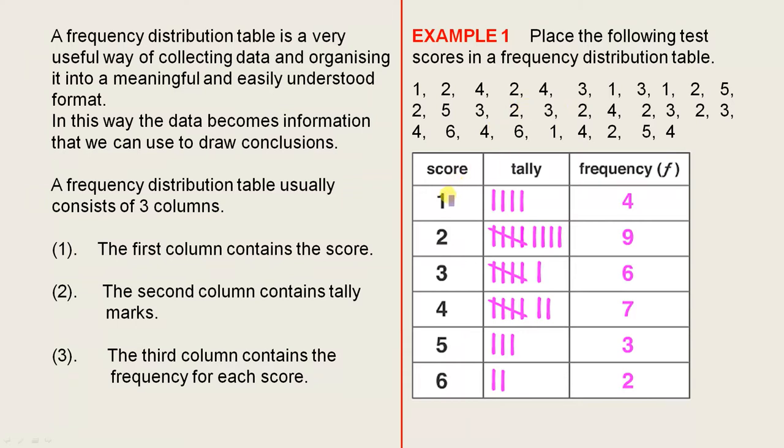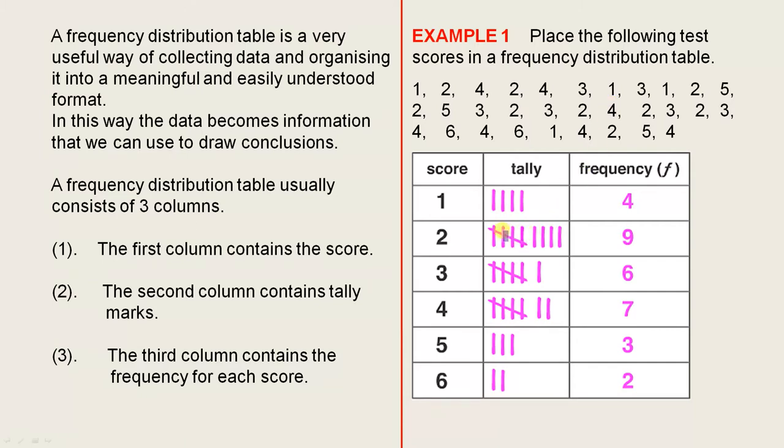So you go to the first score and you see that it's 1, so you go over here and you put a stroke. The second score is a 2, so you go here and you put a stroke. The third score is a 4, so you come down here and you put a stroke. And you keep going one by one, and you have to be very careful not to miss any scores.